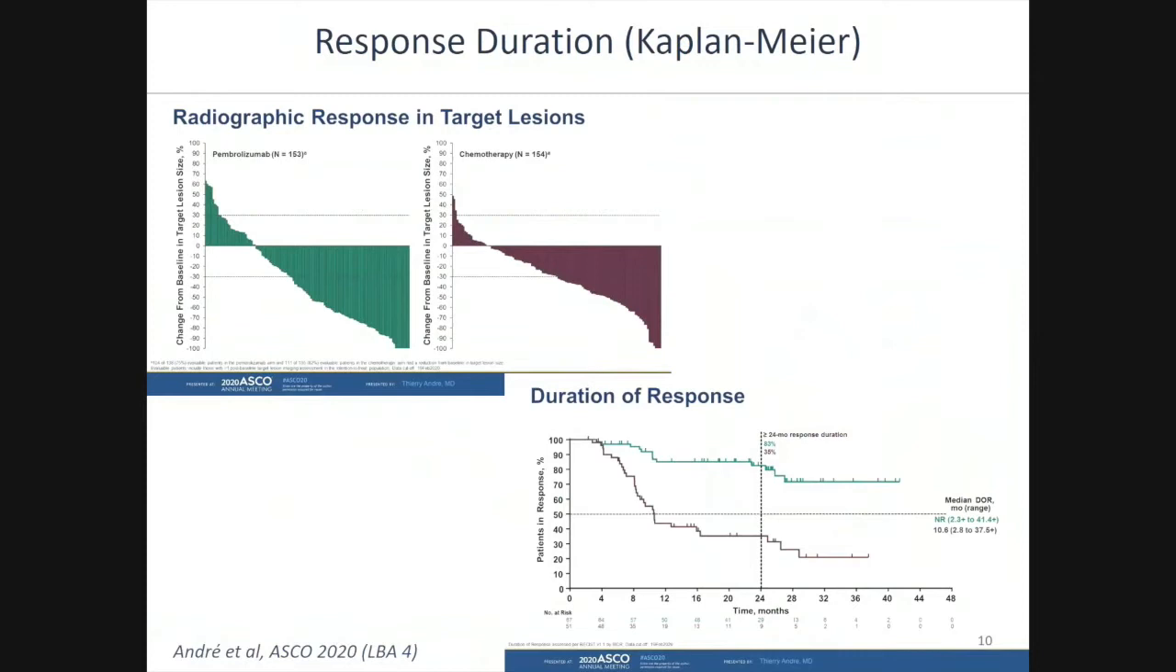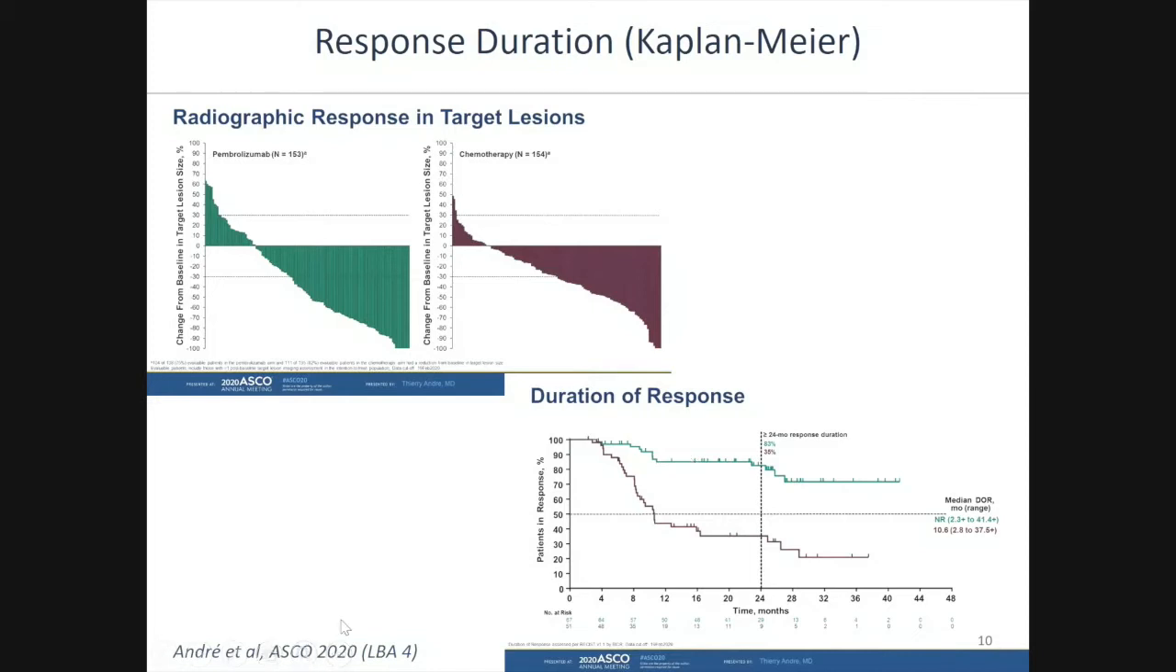Now, another issue with responses in immunotherapy is the fact that they're not only more frequent, as these waterfall plots show, and also of a better quality, let's say, because of the shape of these plots, but also in terms of their duration. So this is comparing pembrolizumab with chemotherapy, and then you look at patients who had a response and look at the duration of their responses. Obviously they are more durable with immunotherapy as a general rule.